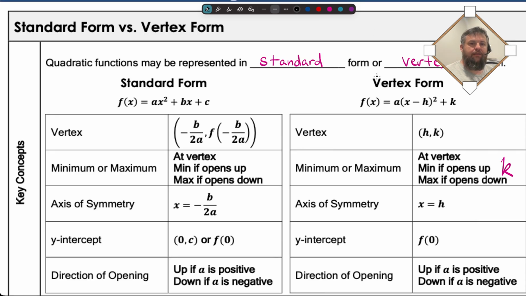Okay, welcome back to Unit 6, Topic 1. This is covering standard form versus vertex form. So in this video, I'm going to specifically cover standard form. I'm not going to go through the chart.